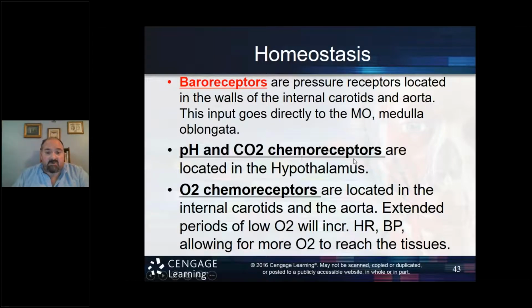pH and CO2 chemoreceptors are located in the hypothalamus. And again, recall that the hypothalamus is such an important area, folks. You're going to learn that it's really CO2 levels that dictate your ability to breathe, the stimulus for your need to breathe.